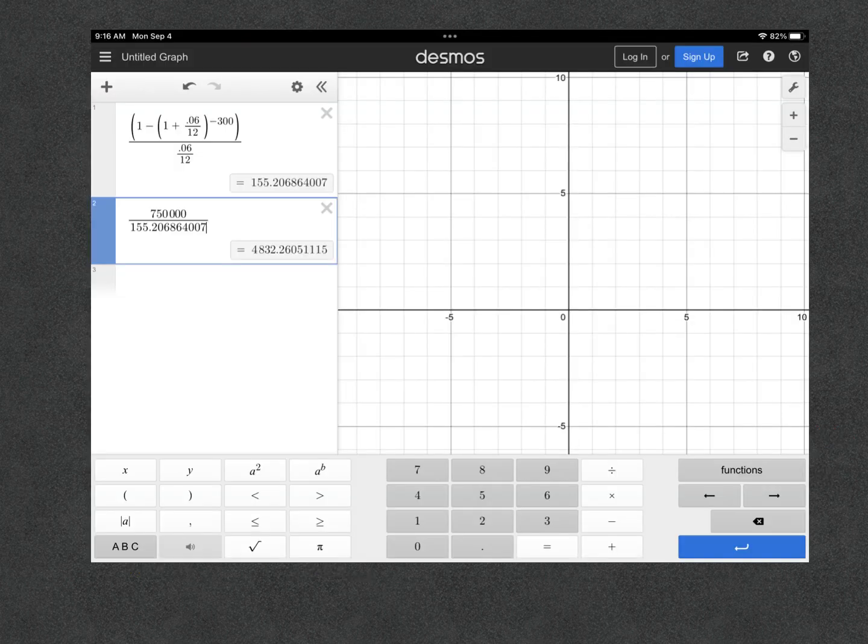And once again, on this screen, you can see the work that was typed in. So again, I took the negative 12 times 25 and got the power of negative 300. Remember, the W would have been here in front of this expression, and that equaled 750,000. So after we do that calculation and get the 155.2 with a whole bunch of other decimals, then you need to divide 750,000 by that entire number. Again, don't do any rounding until you get to the very final answer. And so here's where that $4,832.26 came from.